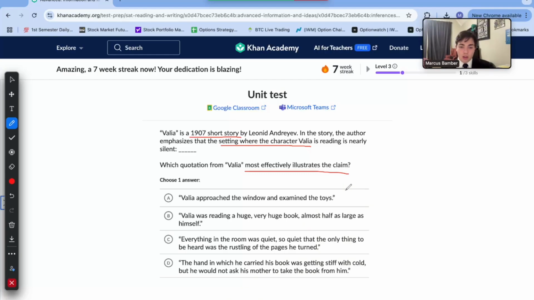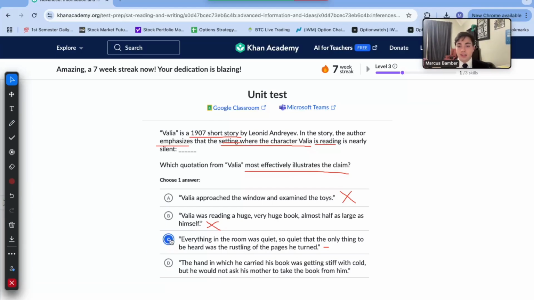All right, A does not talk about the silence of the setting. Neither does B. But we can see answer choice C emphasizes that everything in the room was quiet, so quiet that the only thing to be heard was the rustling of the pages he turned. All right, that is a large emphasis on the setting where he's reading that is nearly silent. So answer choice C is very obviously the answer here.